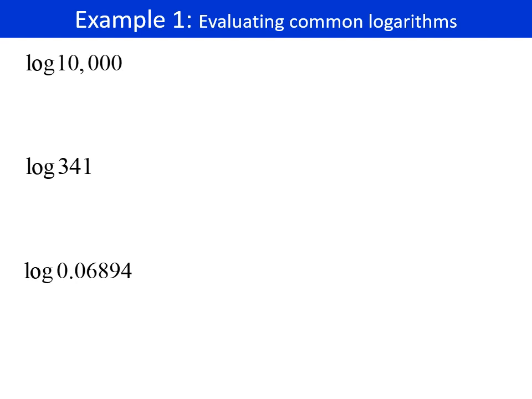Some logarithms, such as the first one here, could actually be done without a calculator. This is log base 10 of 10,000. So that's asking 10 to what power gives us 10,000. 10,000 is 10 to the fourth, since there are 4 zeros. So 10 to what power gives 10 to the 4? That obviously would be a 4.